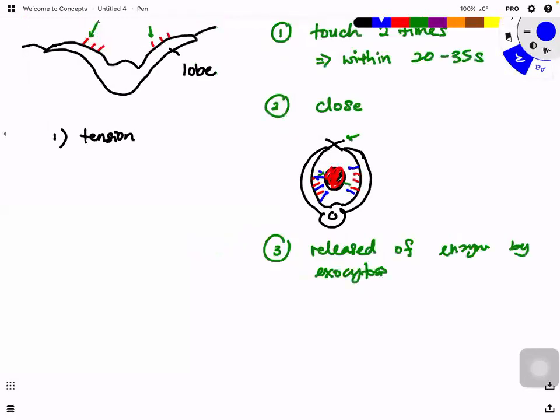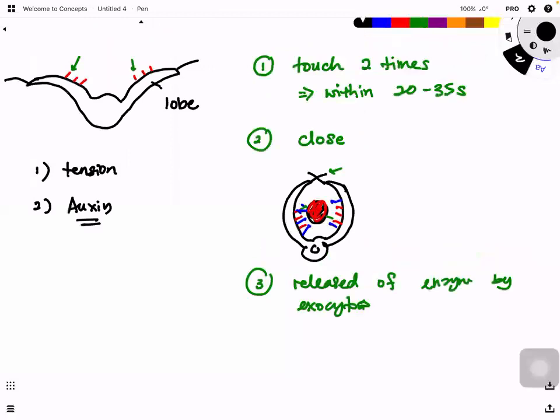Now, the second theory I'm talking about here is due to auxin. Auxin causes cell elongation, the swelling of the cell to become bigger. So this auxin also causes the entry of water molecules and then causes the cells to expand and curve up to trap the prey or trap this insect inside. Are you clear? So basically three processes here. First, the touch. The leaf is sensitive to the touch. How many times? 2 times within 20 to 35 seconds.